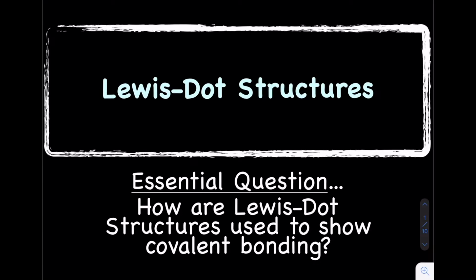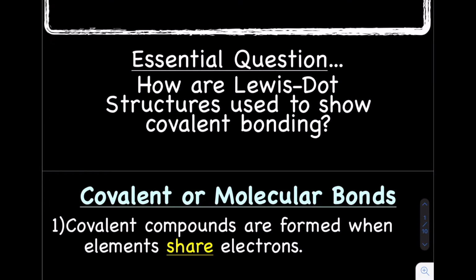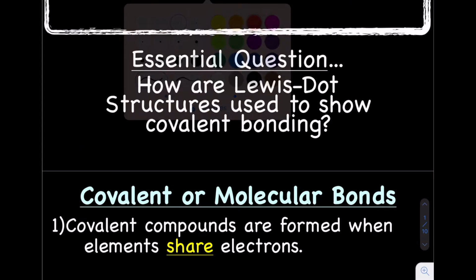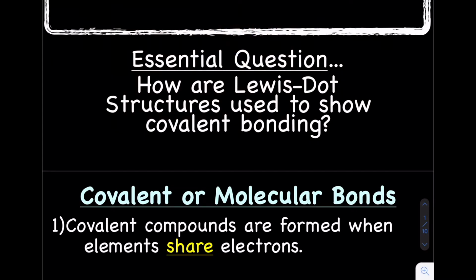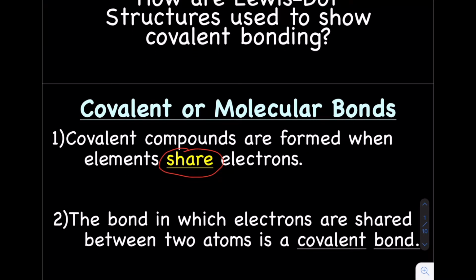Okay, so let's get started with what is a covalent or molecular bond? Well, a covalent bond or a covalent compound is formed when elements share electrons. So the bond in which electrons are shared between two atoms is known as a covalent bond. These two atoms will share an electron, which actually ends up hooking the atoms together because they're both holding on to the same thing.